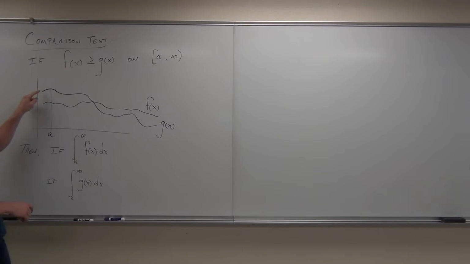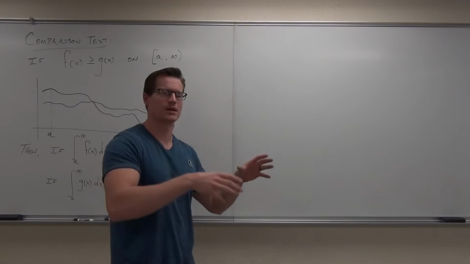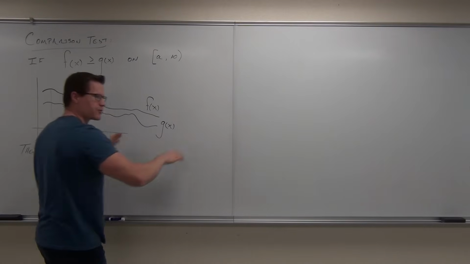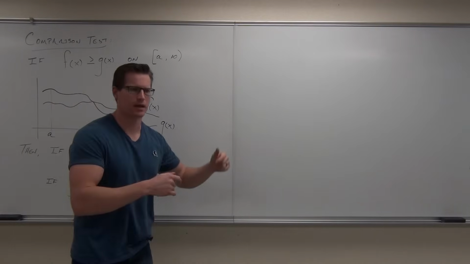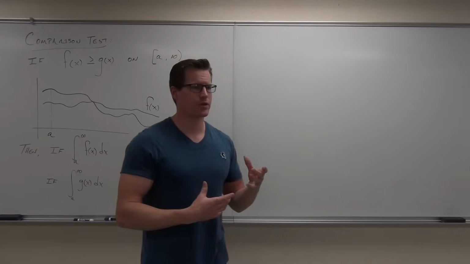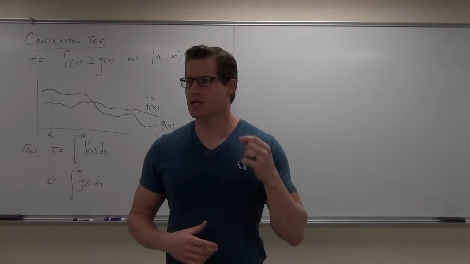Let me start with f of x. Let's say we take an integral of f of x from a to infinity. Remember the improper integrals that we've been doing? Watch the video from the beginning if you don't remember that. If we go on this indefinite interval from a to positive infinity, let's take the integral of f of x. Let's say that we can find it. So the integral of f of x from a to infinity is actually convergent.